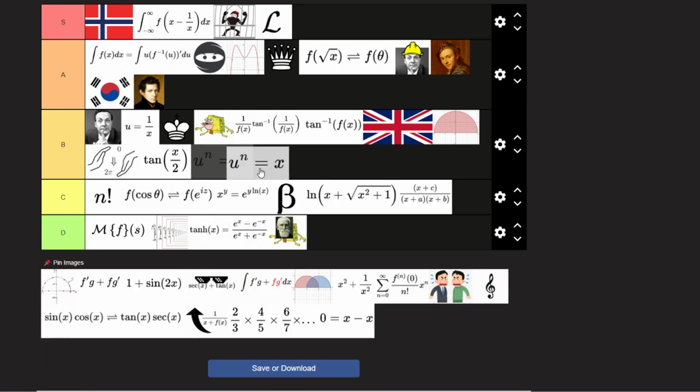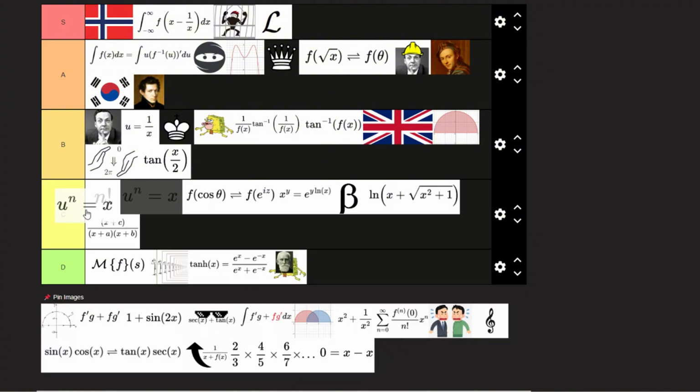Power substitution. I'll put it in C. I'll put it below. It's a lot nicer than complexifying the integral, but it's a hassle a lot of the time. Power substitution, it's either polynomial division or straight up partial fractions or something nasty. So I might have to put it in C tier.